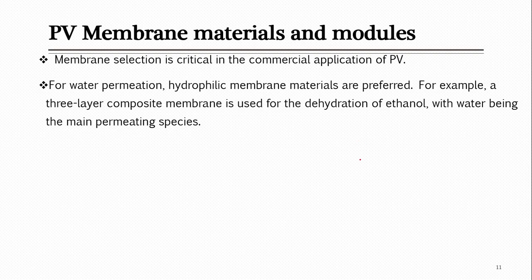mixture which contains water. For example, a 3-layer composite membrane is used for dehydration of ethanol, with water being the main permeate species. Suppose you are removing the water from ethanol, as we discussed, this is one of the largest applications of these pervaporation membranes. So in that case you use a 3-layer composite membrane.